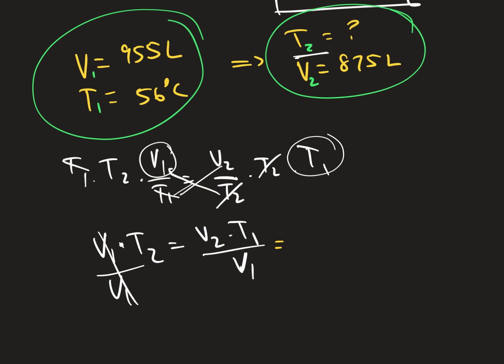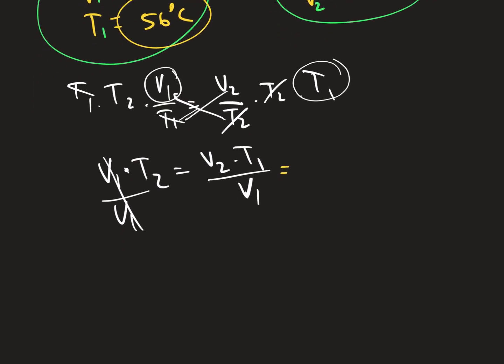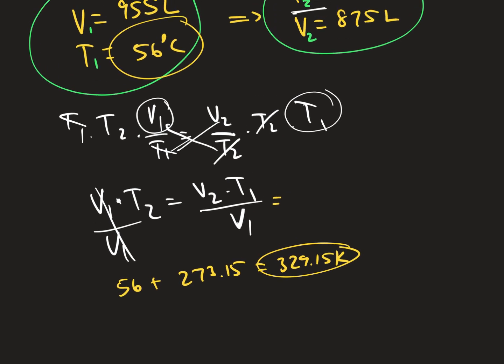We've got to convert to Kelvin. Change temperature to Kelvin. In this case, we only have one. So we have 56 plus 273.15 equals something. 329.15 Kelvin. Okay, so that's going to go in for our T1.